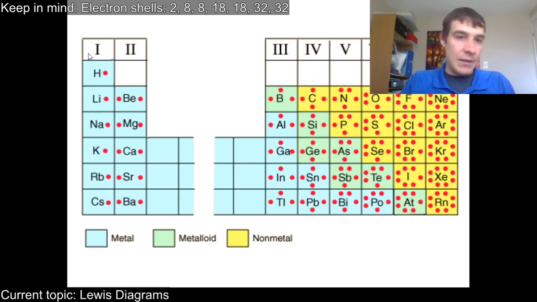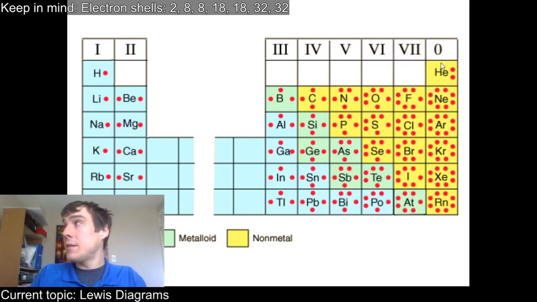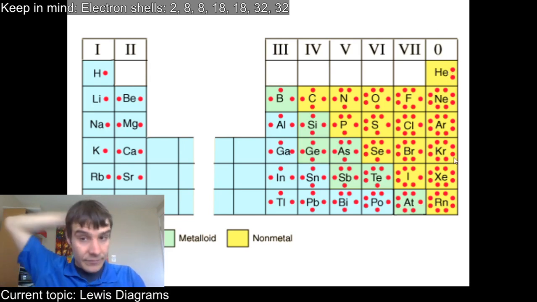We just ignore them. And this column always has 1. This column always has 2. This column always has 3. This column has 4. This column has 5. This column has 6, 7. And that column always has 8 or 0, depending on how you want to think about it. Helium's the only exception. It's got 2 valence. So I'm going to bring my stuff over here. Helium's only got 2 valence, but the rest of them have 8.